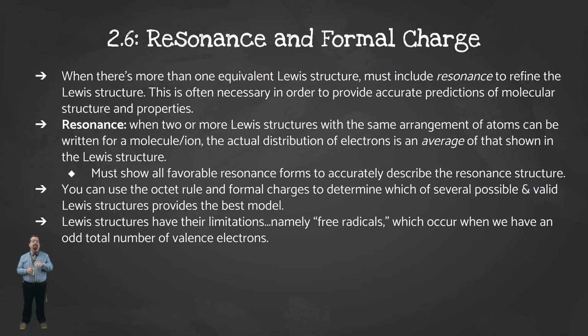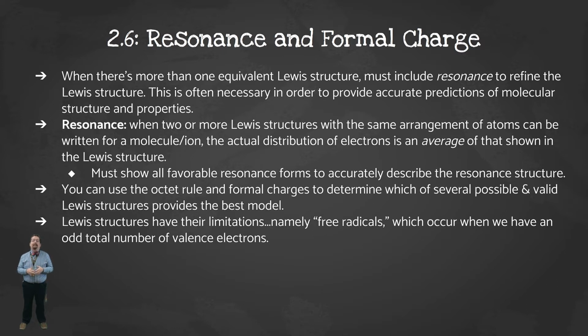We can often create more than one valid Lewis structure for a molecule. Just because it's a valid structure doesn't mean that it's a favorable structure, which we'll see here in a minute. When you have Lewis structures that are equally favorable to each other, we call them resonance structures. When this occurs, we have to account for each of these resonance structures in order to accurately predict the structure and properties of the molecule.